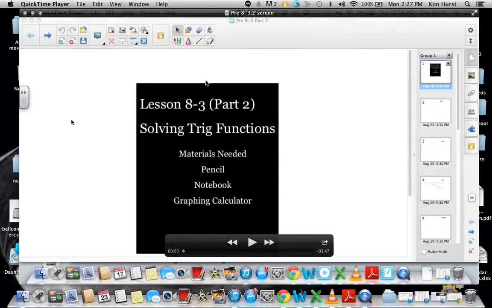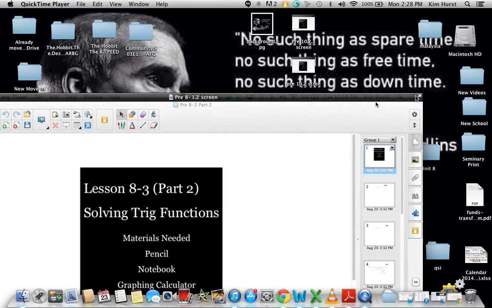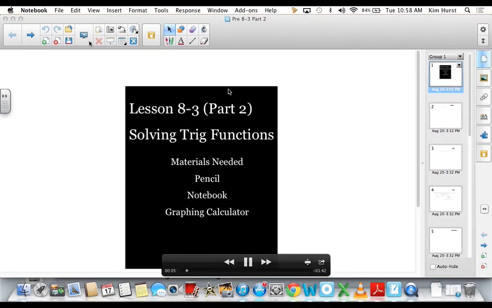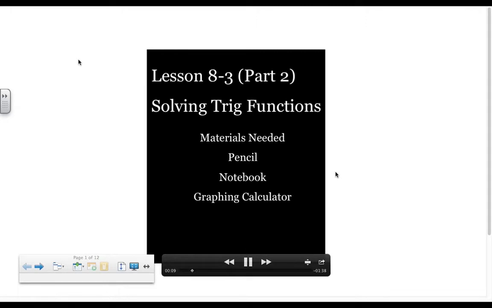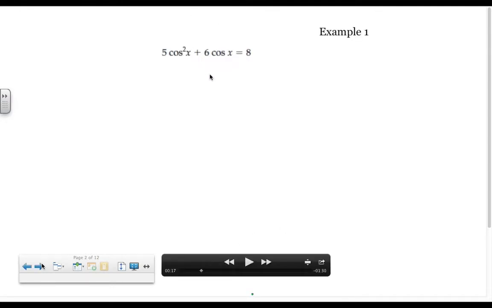Solving trig functions. So we are on part 2 of solving trig functions in section 8.3. These are much more complex trig functions to solve. So I want you to realize that there's a reason I split it into 2 days. So now we're going to have functions that have a lot more going on, okay?